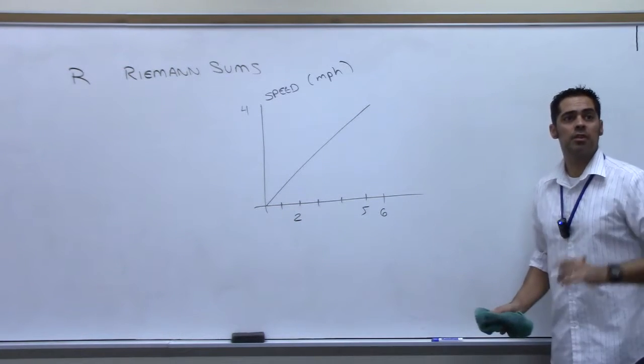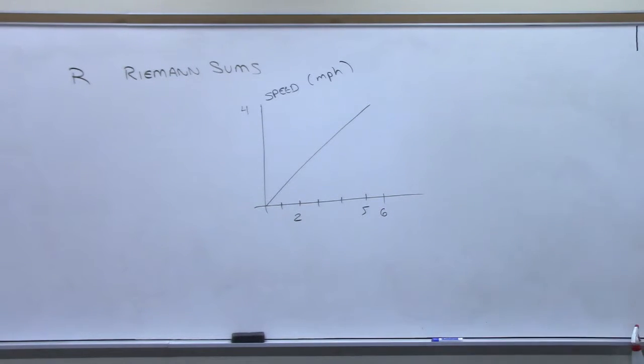So if that's your picture, it might be better if I get up there and do it. Where's my straight edge? It might be easier for us to draw some lines here. We want to know how far the person goes between hours 2 and 5. So that would be here, and then 5 is here. So how far would that person have gone?